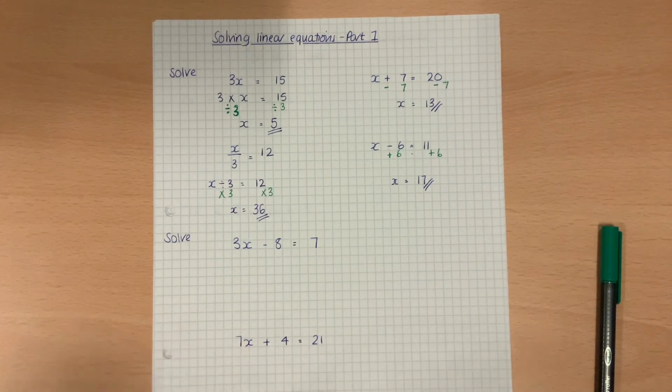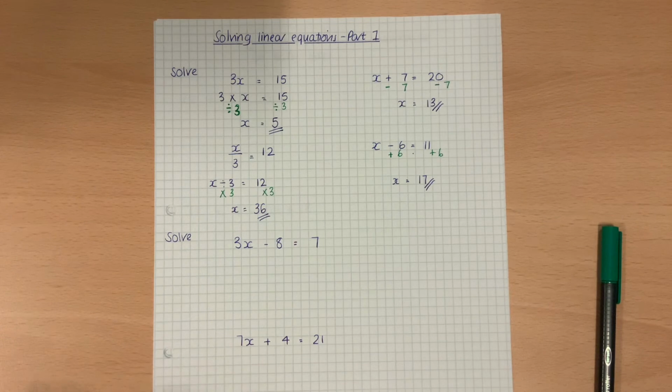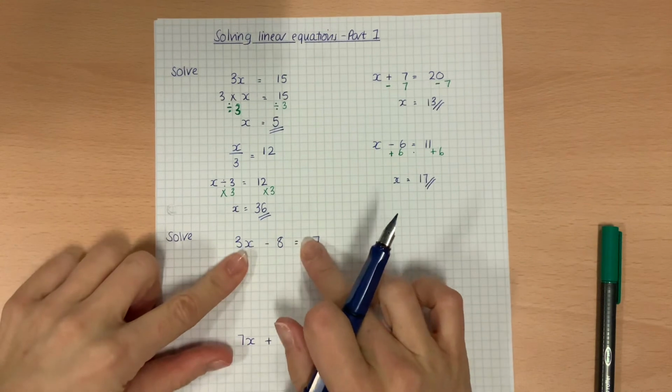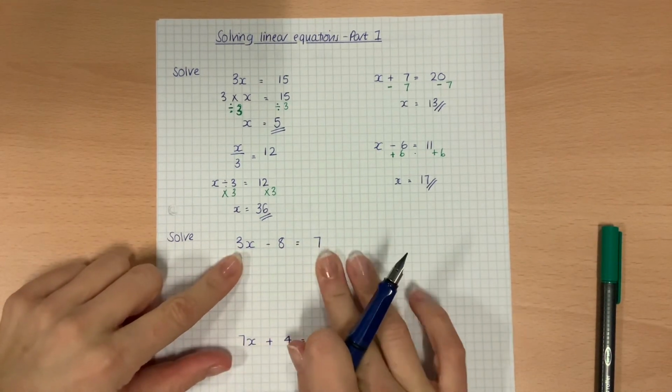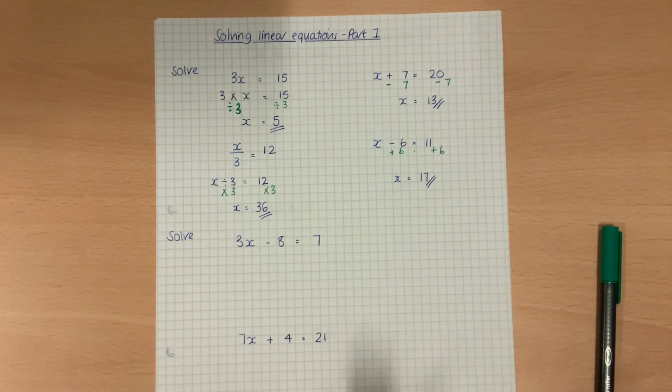Well, I know for a fact that the second one here is not going to give you a whole number answer, and I'm going to show you what to do when it isn't a whole number answer, okay? So you still have to work through the process, but it's getting the order right now. So what we've got here is 3x take away 8 equals 7. So we're trying to get x on its own. So we need to get rid of the 8 and the 3. But what order do we do it in?